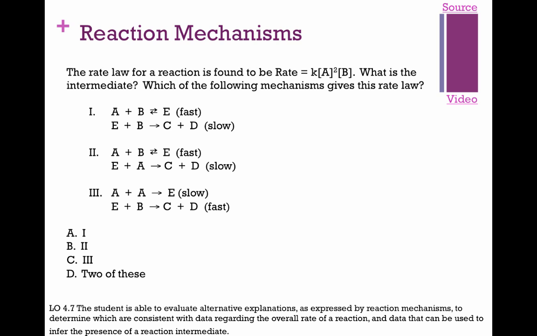Okay, so looking at this one, now we get into the algebra. The rate law for a reaction is found to be rate equals K times A squared times B. Then it says what's the intermediate and which of the following mechanisms gives this rate law. Looking at all 3 of these, what is an intermediate? Okay, E, because it's produced and then used up in all 3 of them. Now this says which of the following mechanisms gives this rate law. So we have to work through some algebra.